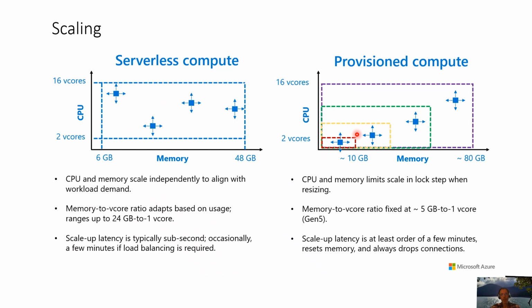And then once that's been identified, the customer initiates the scaling operation, which takes at least on the order of a few minutes, if not longer. And at the conclusion of that operation, connections are always dropped, which represents a brief disruption to availability.